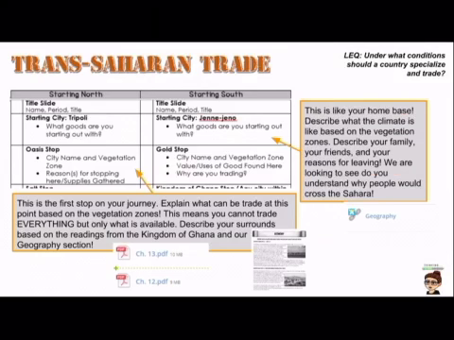Your gold city is typically Wangara or a stop in the south, so Walata or Timbuktu. But those are kind of like the big ones. So really what we do is explain what can be traded at this point based on the vegetation zones. So you'll need to take a look at the maps that are in Schoology, and I'll go over those in a little bit. This means that you cannot trade everything, but only what is available. Describe your surroundings based on the readings from Kingdom of Ghana in our geography section.